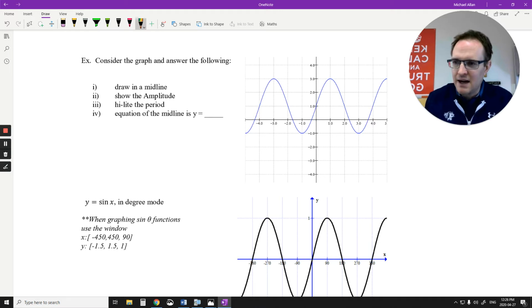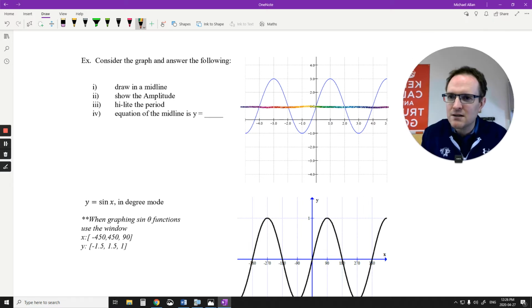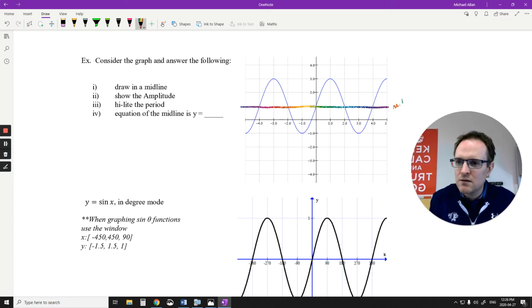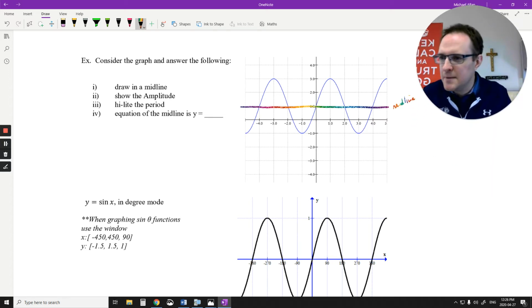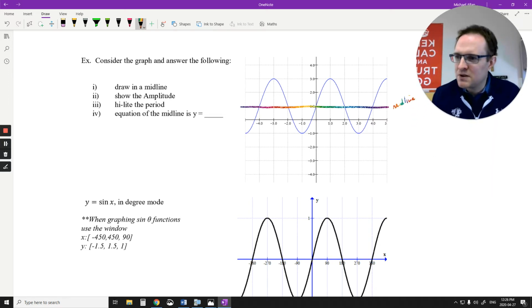So you could just eyeball this. You could say, okay, it goes high 3, low -1. So my midline looks like it's going to be right about here. Here's my midline. I'm just going to label that. Midline. Cool. There's my midline. Show the amplitude. So from the line we just drew, the amplitude looks like it's going to be this tall. All right, there's my amplitude.